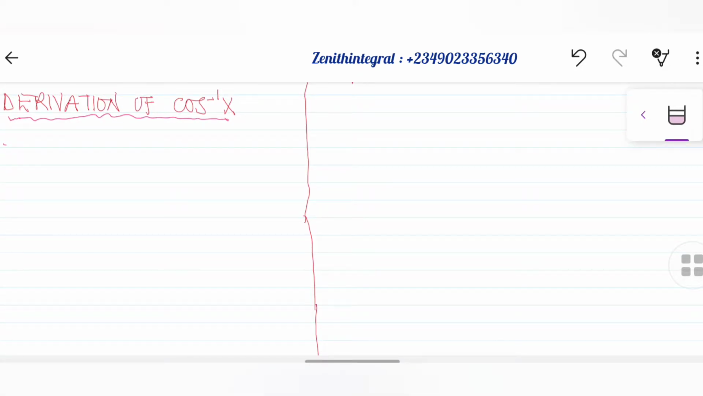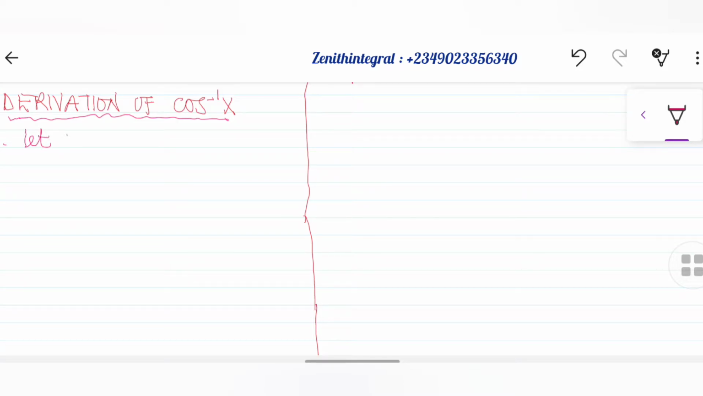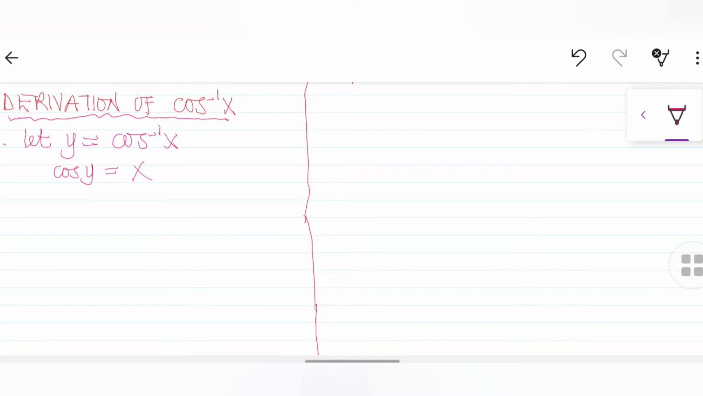So let's get started. The first thing we need to do whenever we want to find the derivative of cos inverse of x is to let a variable. You can say let y be equal to cos inverse of x. So if y is equal to cos inverse of x, for me to remove this inverse function and transfer my cos to y, I'm going to be having cos y equal to x.